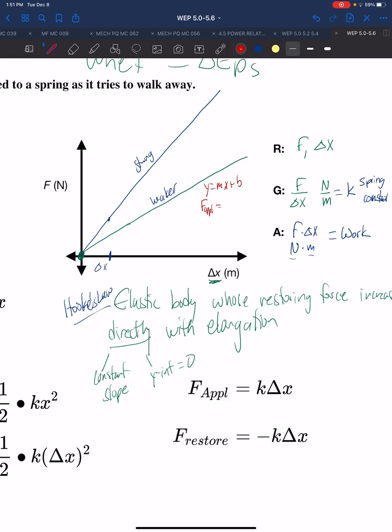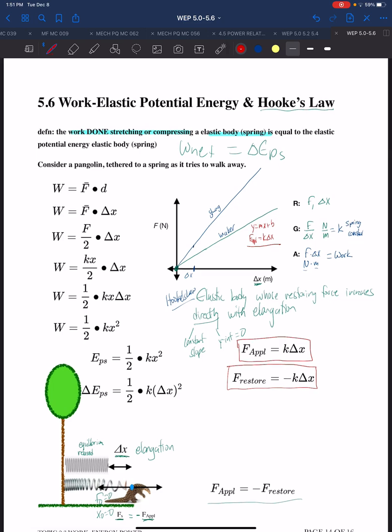The slope we said is the spring constant. The x-axis is the elongation, and the y-intercept is 0. So Hooke's law is basically F equals kx. Down below we see the force applied is the spring constant times the elongation, and the restoring force, which is equal and opposite to the applied force, is also k delta x with just a negative in front. Again, this is a consequence of Newton's third law.